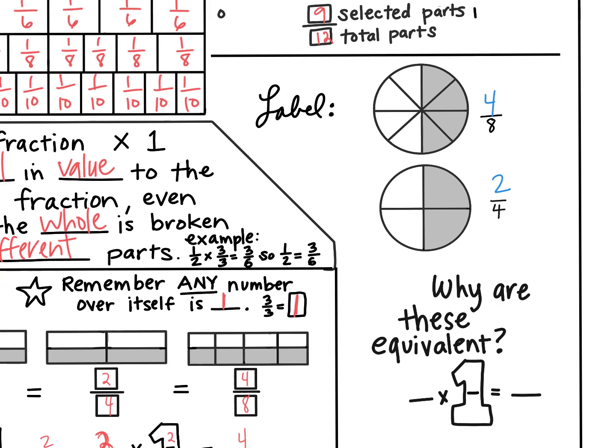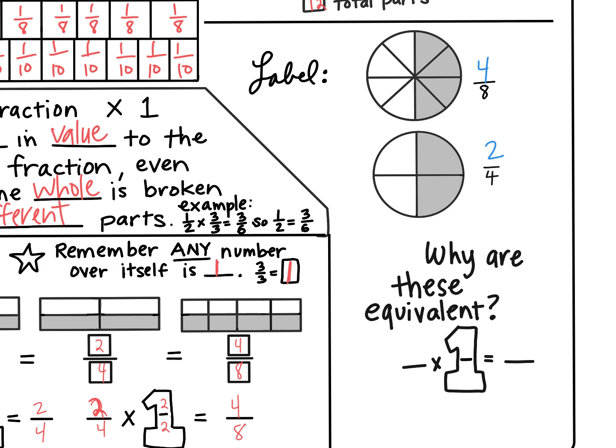Does everybody see that? Okay, so down here, we're going to show that 2/4. What did I multiply 2/4 by in order to get 4/8? 2 and 2, 2 over 2, which is 1 whole.